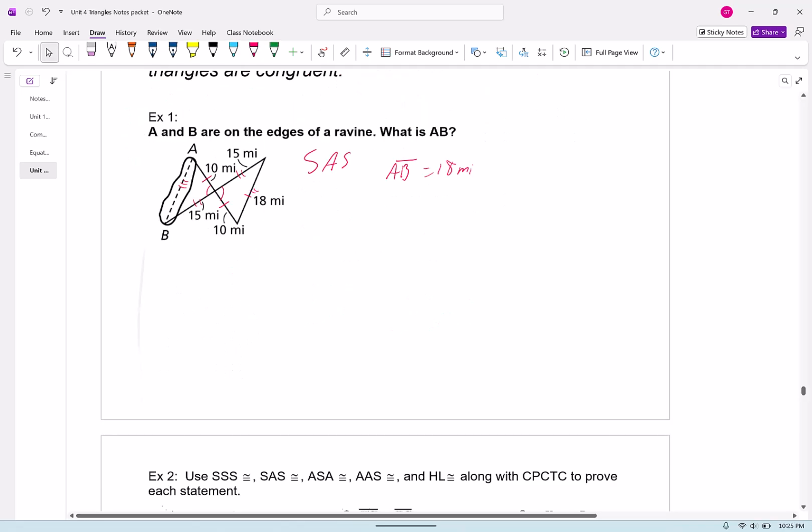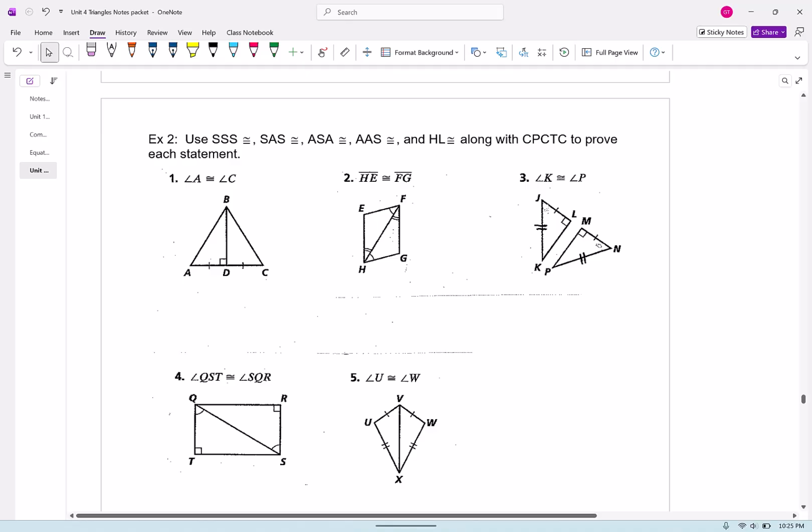All right, not too much more to go here. It's saying use those, along with CPCTC, to prove each. So I'm looking at this. I got a shared side right there, so I got side angle side.